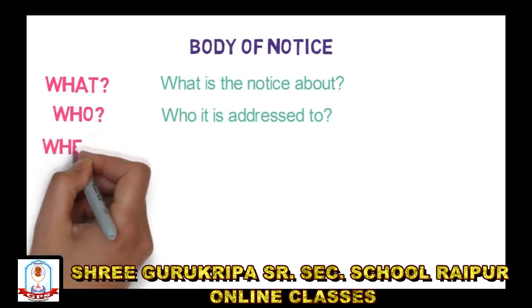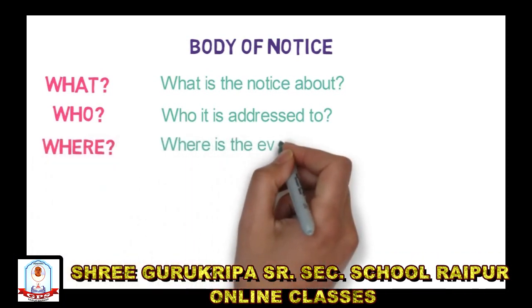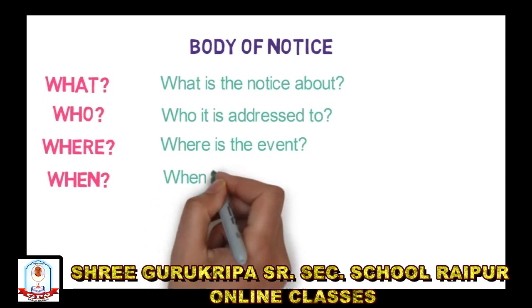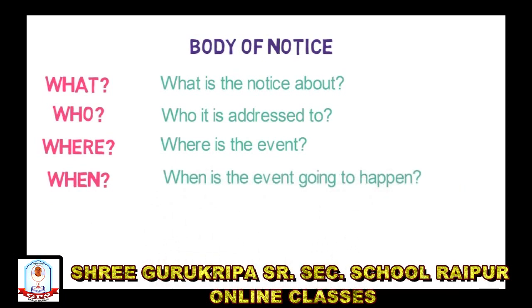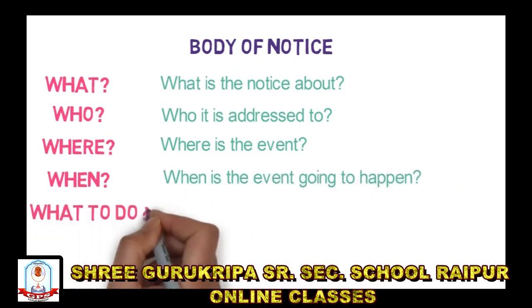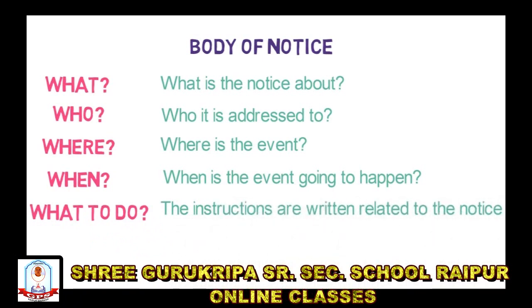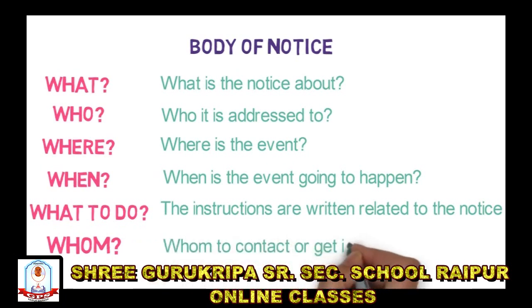Third one is where. If the notice is for an event, then the location of such an event must be clearly written. Fourth one is when. This one is the time and the date of the event or meeting. Fifth one is what to do. Here the instructions related to the notice are written. And sixth one is whom. Final detail should be whom to contact or get in touch with. This mentions who the appropriate authority is to contact. So these are the 6 points that must be present while writing any notice.